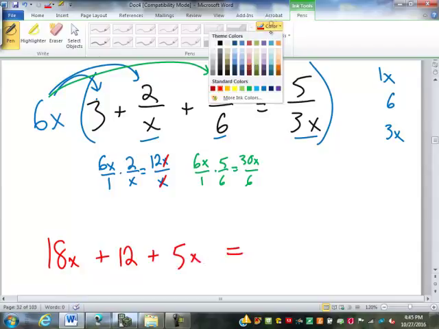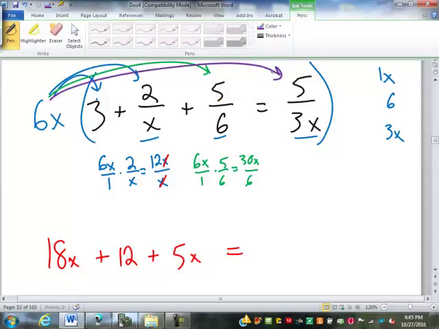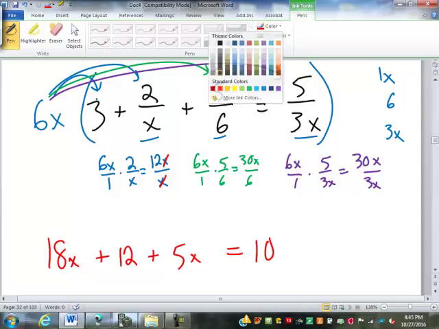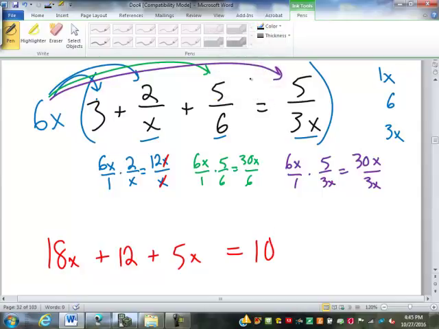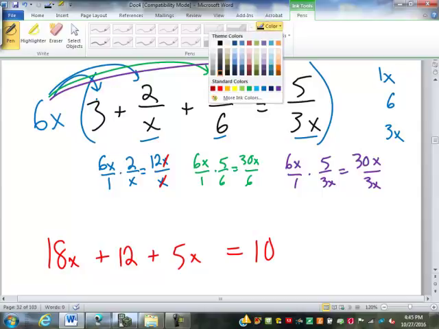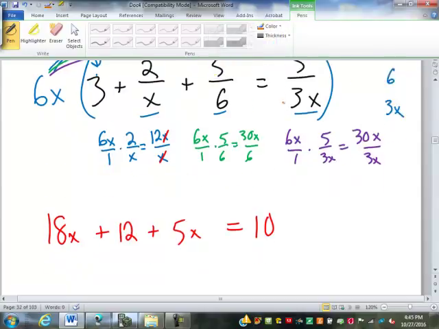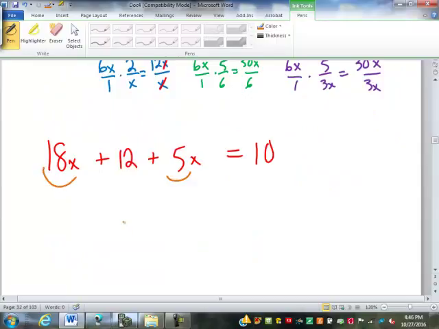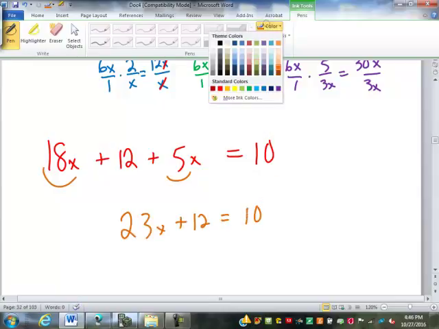I have the equal sign. 6x times 5 over 3x, so 6x over 1 times 5 over 3x. 6x times 5, 30x. 3x on bottom. Yeah, 30 divided by 3 is 10, and x divided by x divides out. So now this is reduced to a relatively simple equation to solve. We're going to go ahead and combine 18 and 5x. 23x plus 12 equals 10.